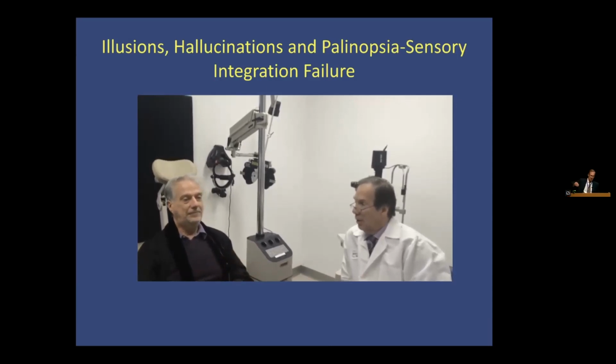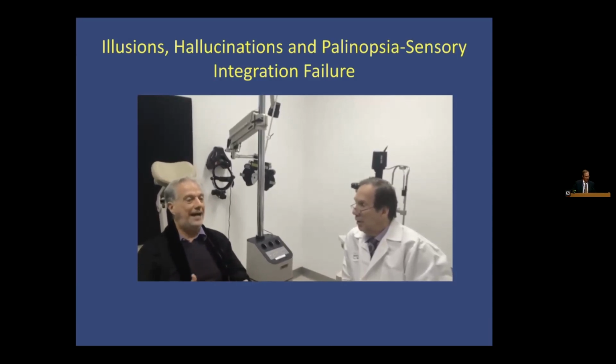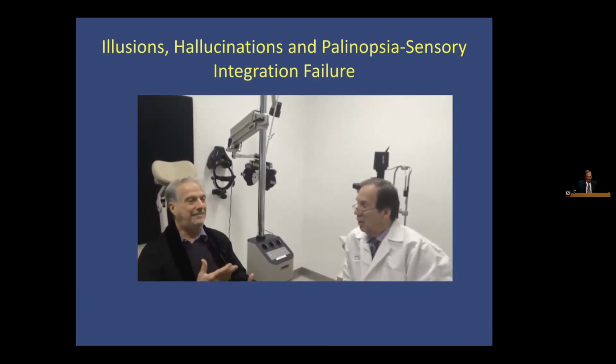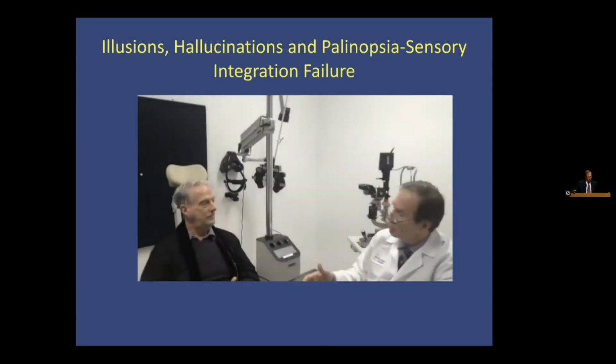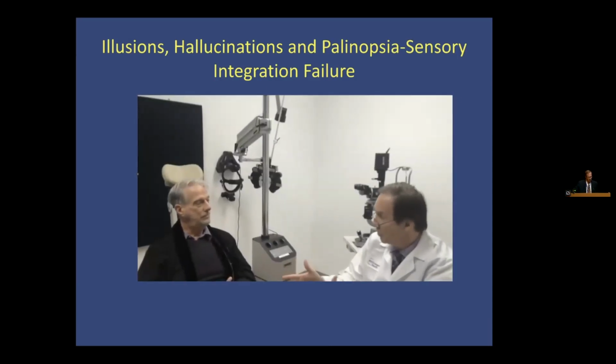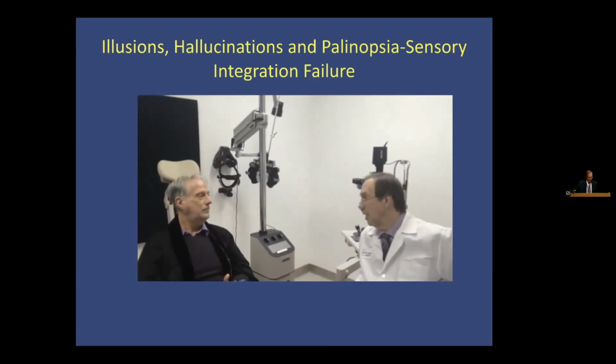That's called palinopsia, perseveration of an image. It moves forward, and even if you pull back, I still see it. I have the feeling as if it's coming toward me. So do you also see animals or things that aren't there? Yes, occasionally. What happens with that?